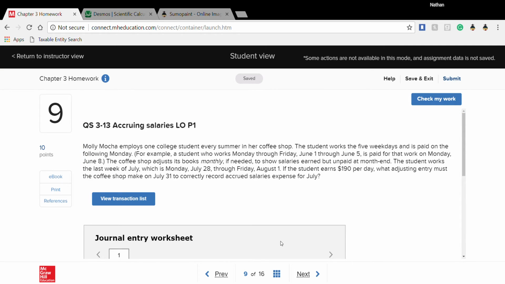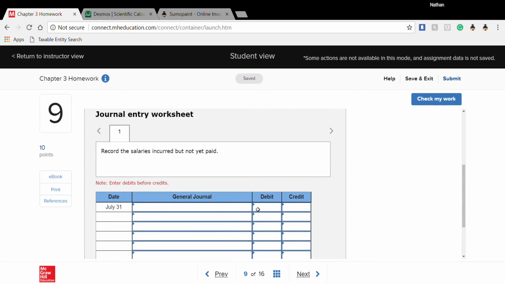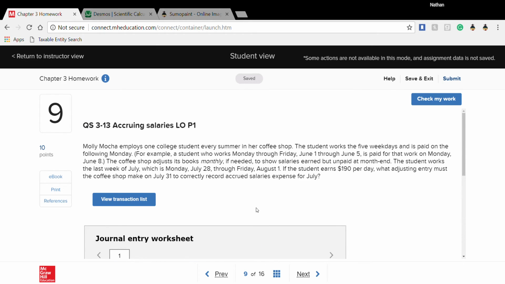Okay. Now we get accrued salaries. Yay, accrued salaries. So again, we're going to record salaries that are not yet paid. So we need to probably read this and go through this one. This one looks like a lot of words. Molly Mocha employs one college student every summer in her coffee shop. The student works the 5 weekdays and is paid on the following Monday. So, for example, a student who works Monday through Friday, June 1st through June 5th, is paid for that work on Monday, June 8th. Okay, big thing right there.